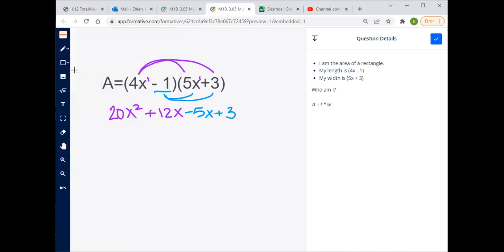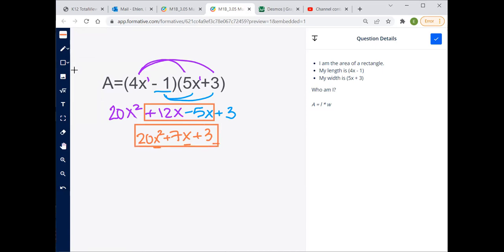Combine those like terms, which are your x's, and that gives us 12x minus 5x is 7x. Bring the 3 down and the 20x squared. And guys, remember to make sure that these are in standard form, meaning that the exponents are in order. The last one obviously should not have an exponent. And that is the area.